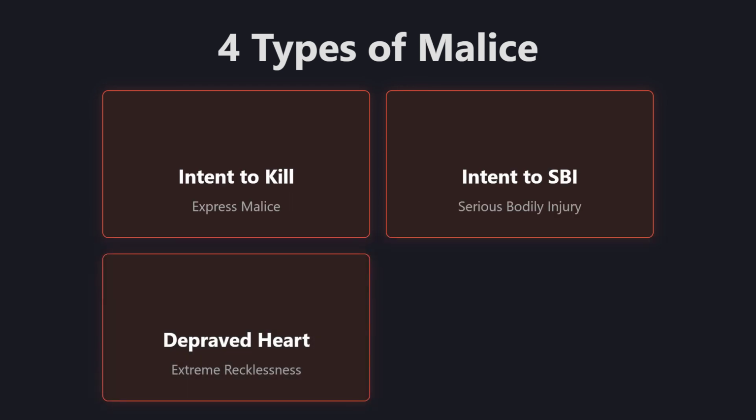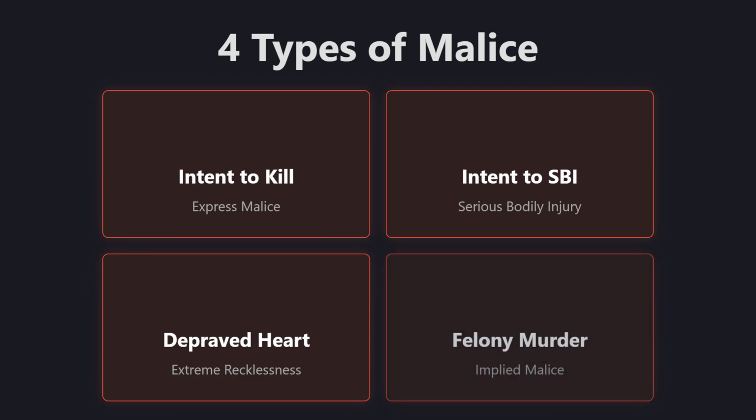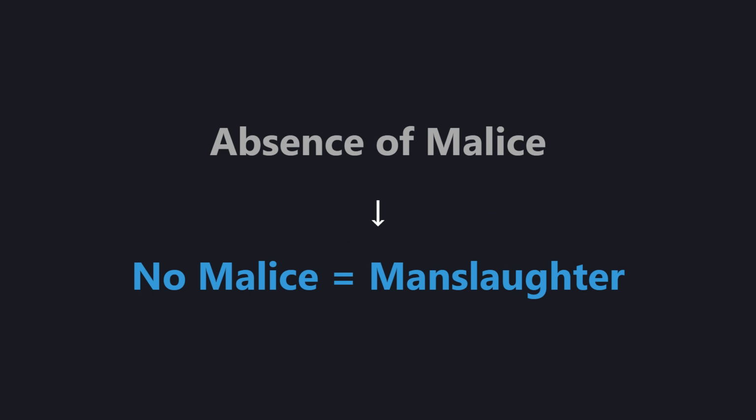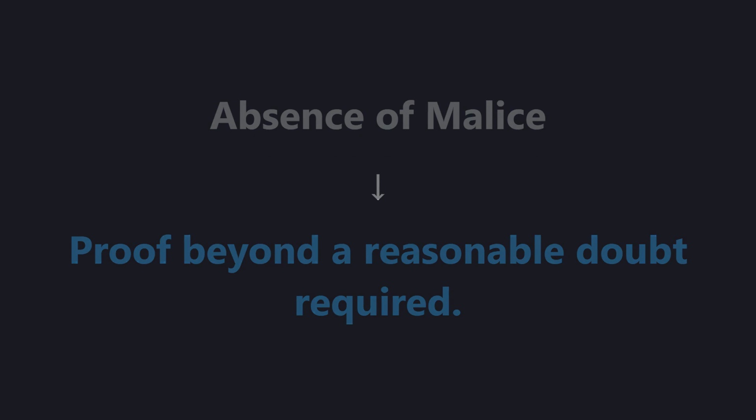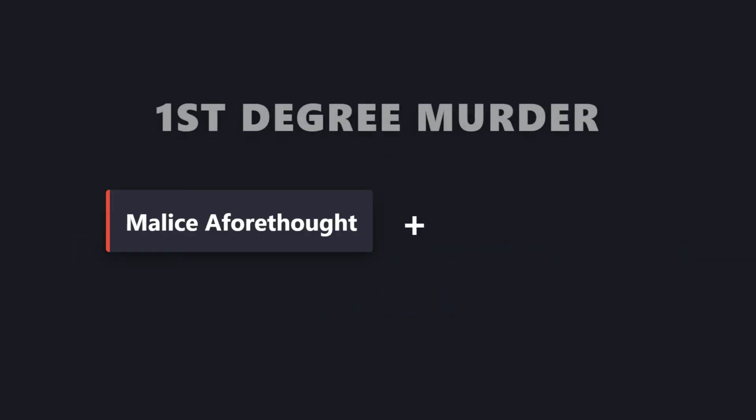The third is known as depraved heart malice. This means extreme recklessness demonstrating a conscious disregard for human life. The fourth state is the intent to commit a qualifying felony. This intent triggers the felony murder rule, which is implied malice. The absence of any malice aforethought reduces the crime from murder to manslaughter. The prosecution must prove malice beyond a reasonable doubt. This proof is essential to secure any murder conviction. Understanding these four types is fundamental to criminal law.